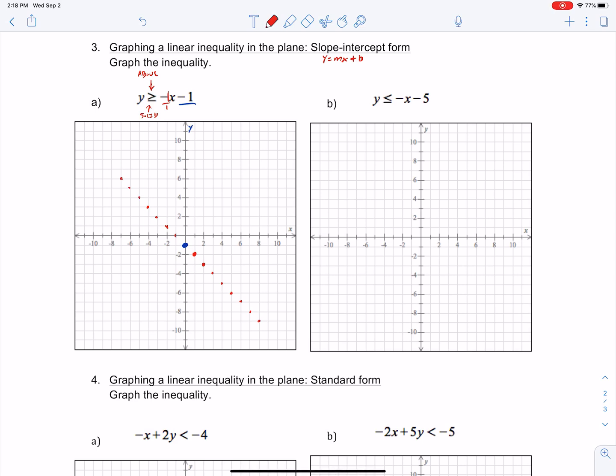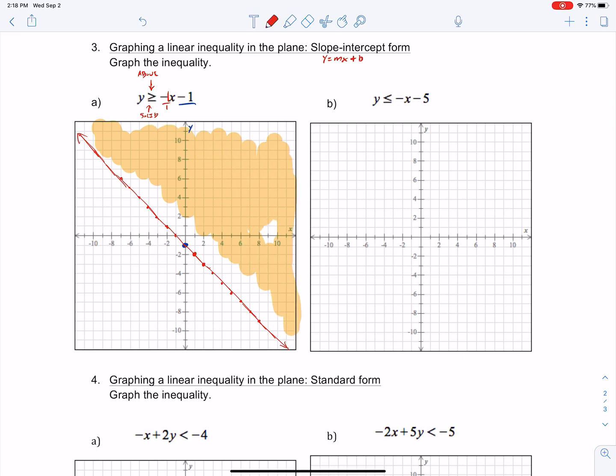And my line is not going to be perfect. So it's going to basically be like this. Again, it's a solid line, not a dashed line, because it's an equal to. And I had to figure out, is it going to be shaded above or below? It's greater than. So it's all of this area.